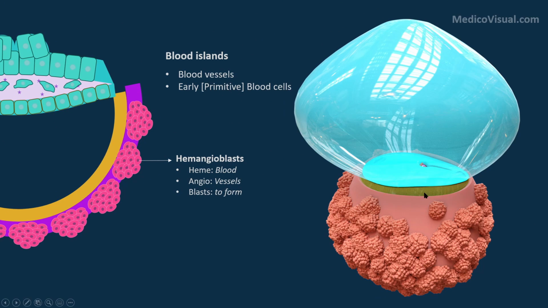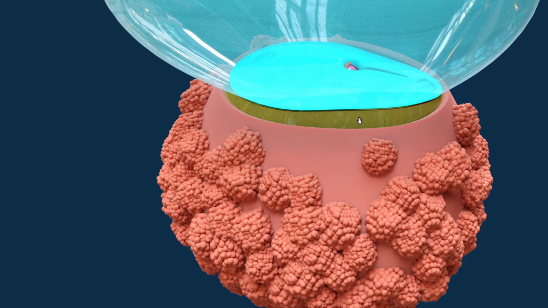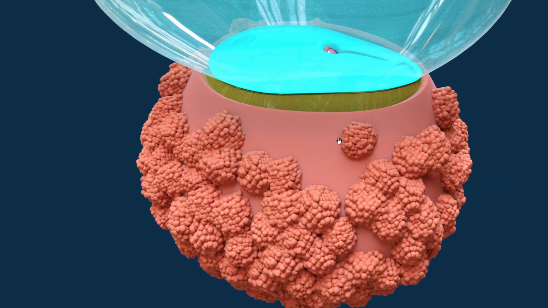During the third week of development, at about day 17 or 18, this extraembryonic splanchnopleuric mesoderm is overlying the yolk sac. So here is the yolk sac, and this extraembryonic splanchnopleuric mesoderm is plastering this yolk sac, and it is almost completely covered with these aggregates, these blood islands.